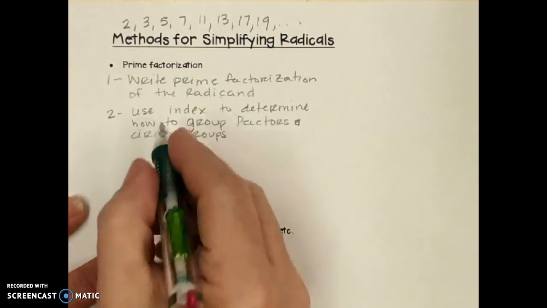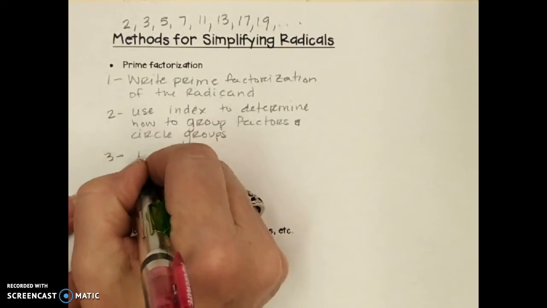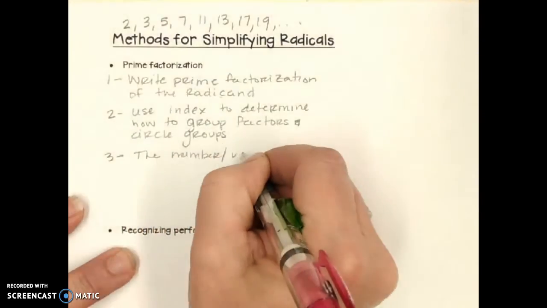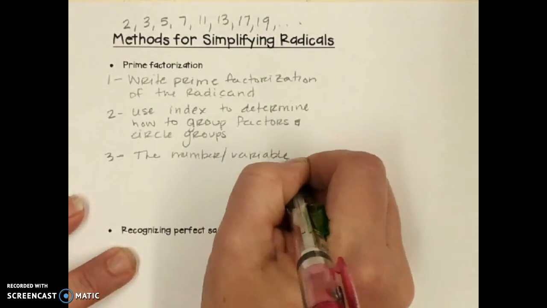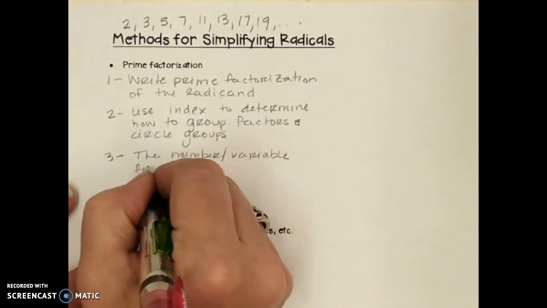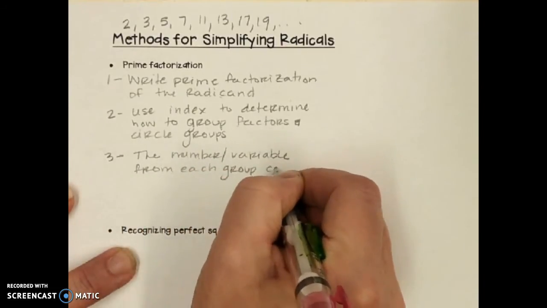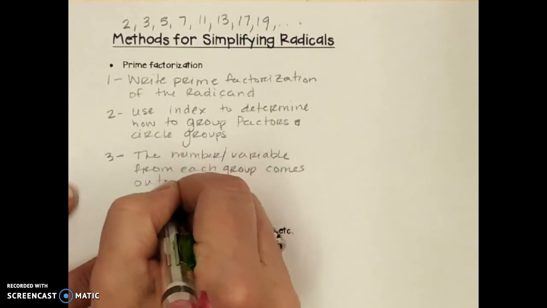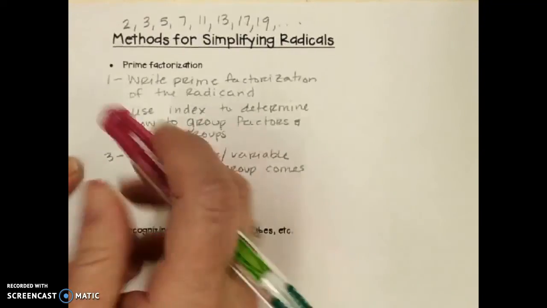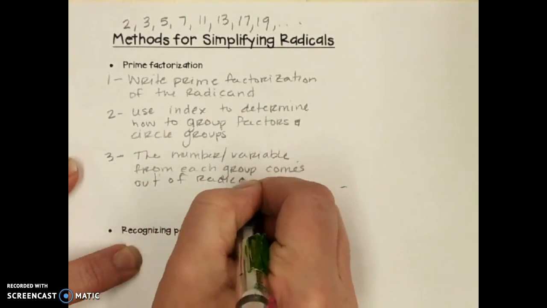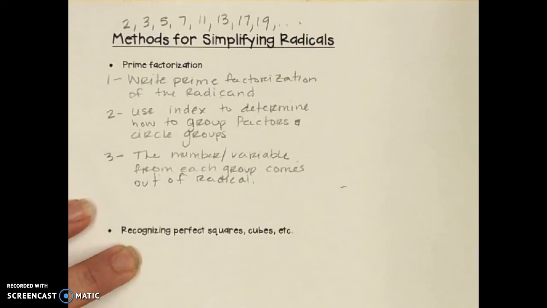I'll show you what I'm talking about in just a second, because that's how we're going to do the simplification part of this. So the next thing you're going to do, the number, or it may be variables, from each group comes out of the radical. You may still have some things left in the radical, and if you do, that's fine. You may not, and if everything comes out, you'll see what I'm talking about in a minute. If everything comes out, the radical goes away.